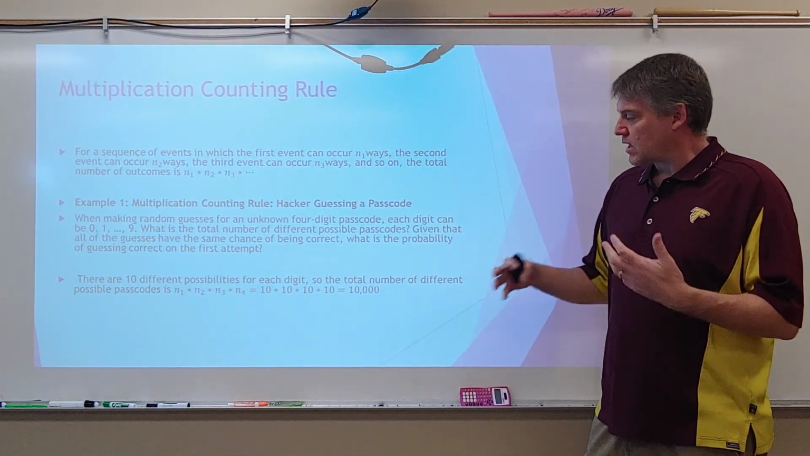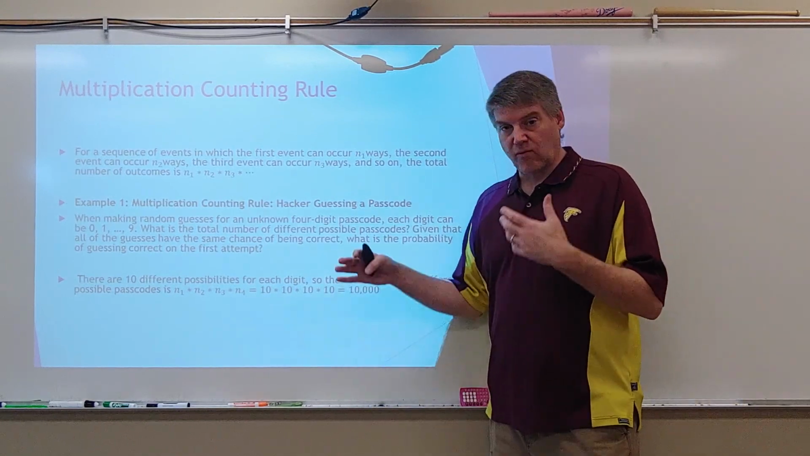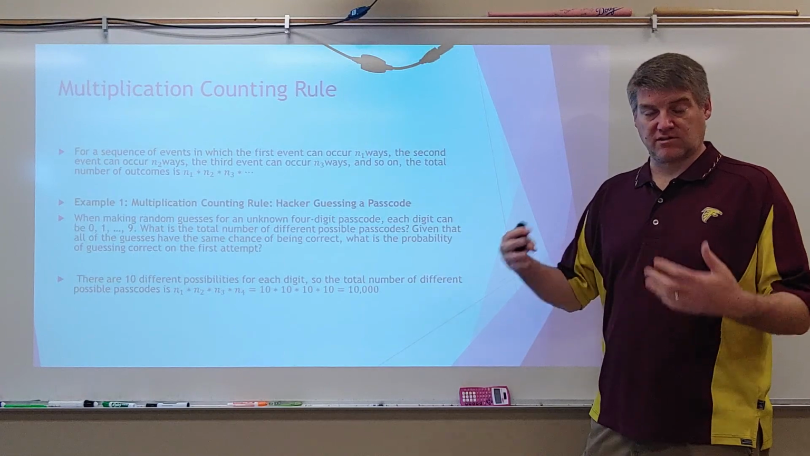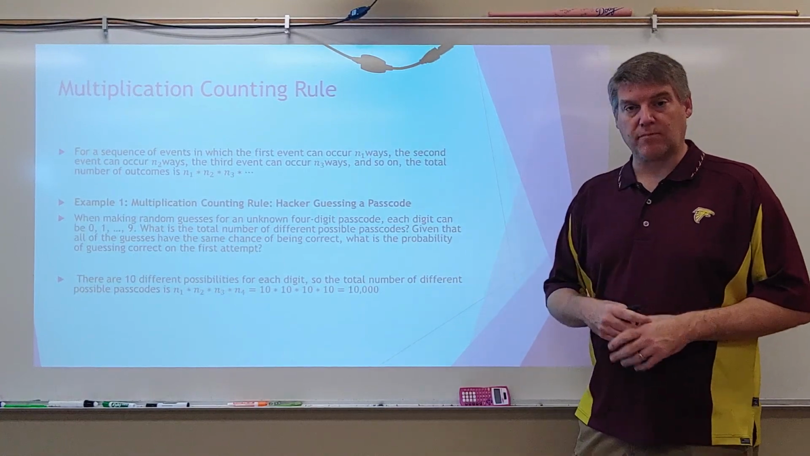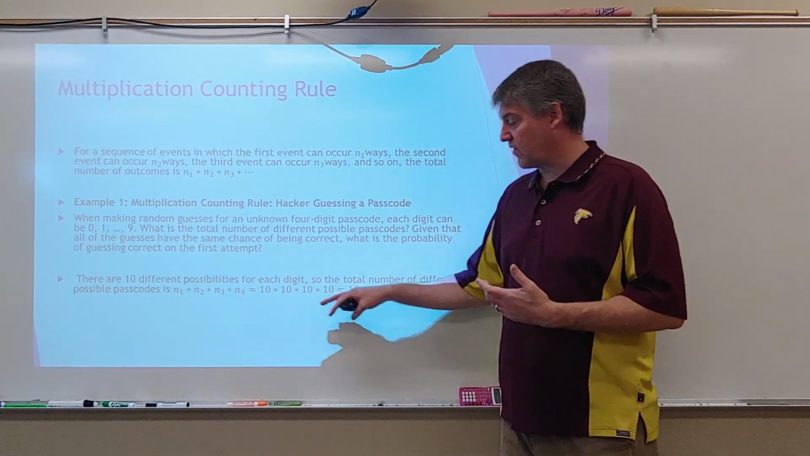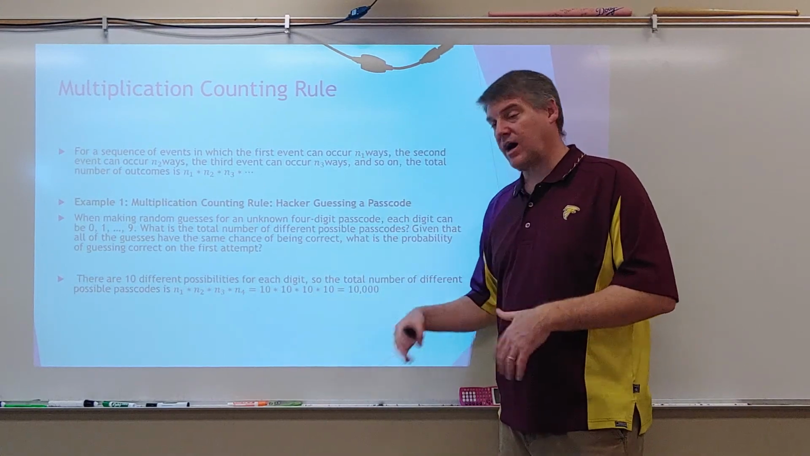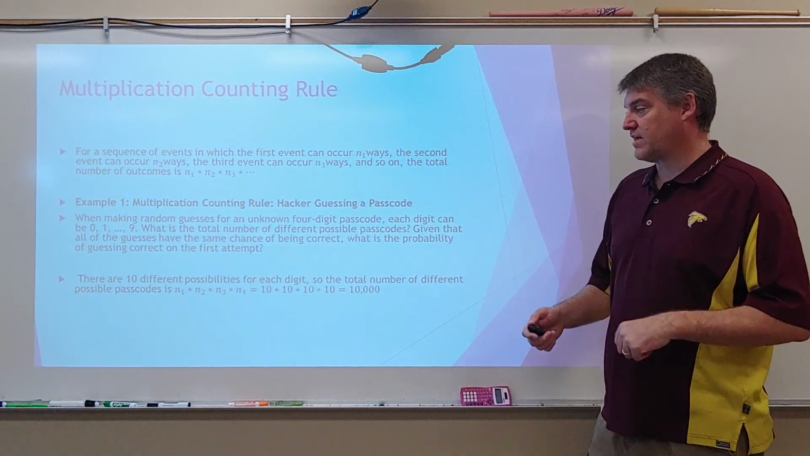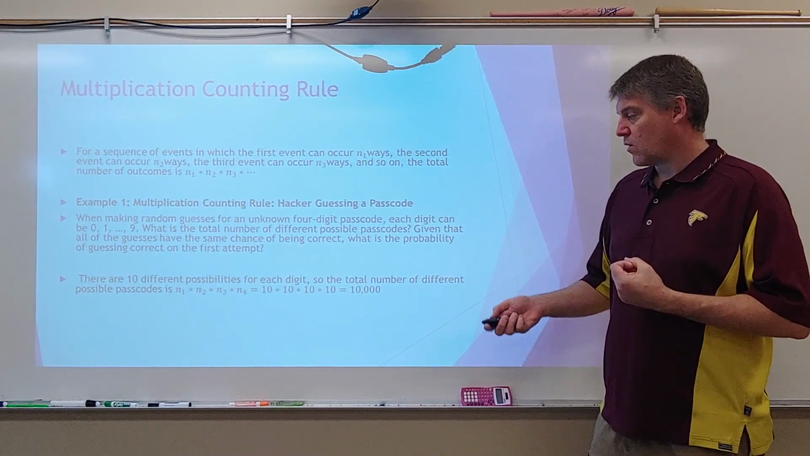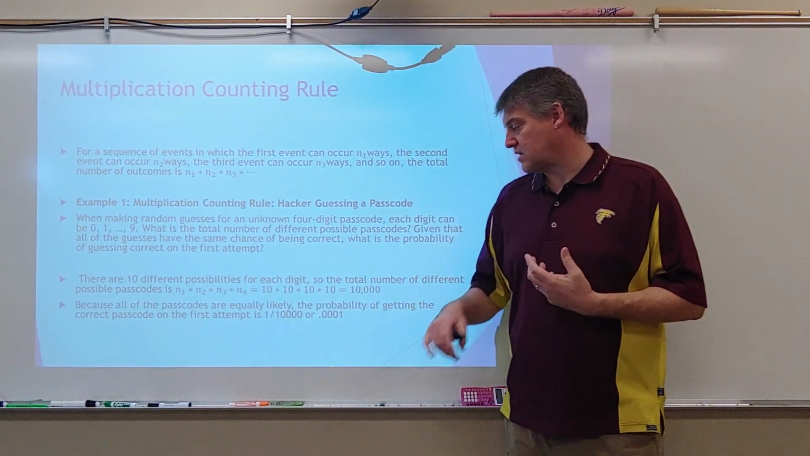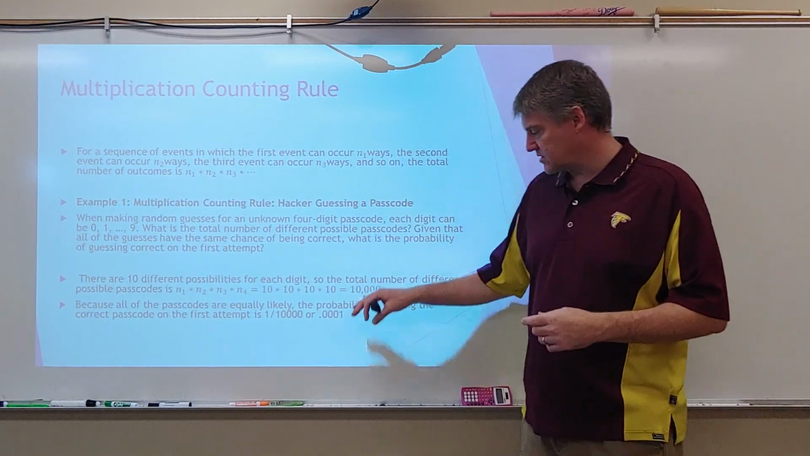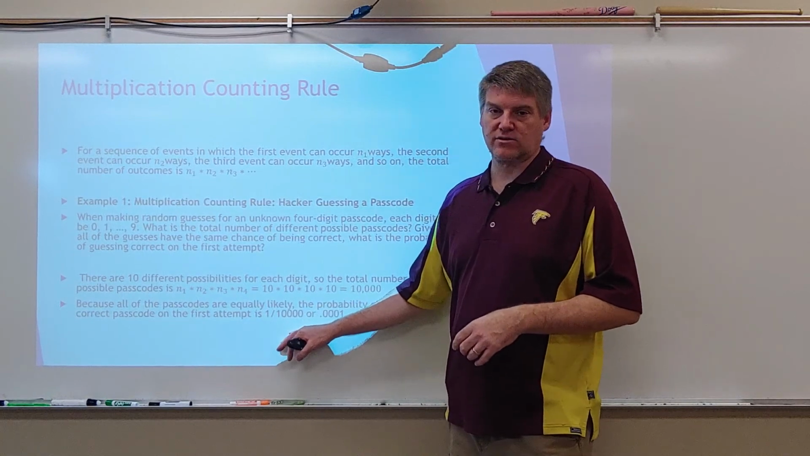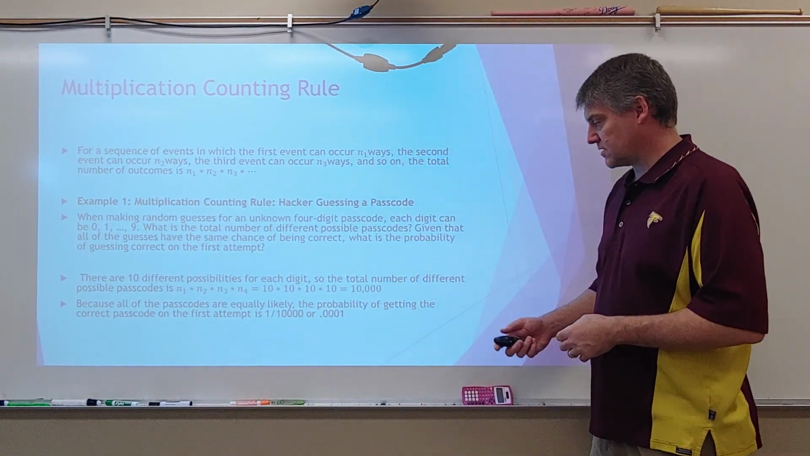So understand that in a 4-digit code, there are 10,000 possibilities as long as every digit is accessible. If we went to 5 digits, this would be 100,000, and so on. Now, what is the probability of guessing it correctly on the first attempt? If I go to guess it, I only have one guess, and there are 10,000 outcomes, so the likelihood is 1 in 10,000, or 1/10,000.